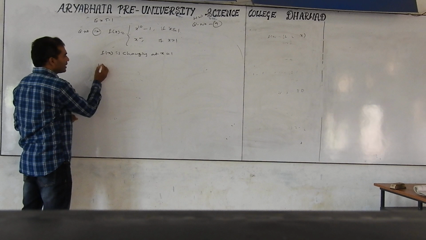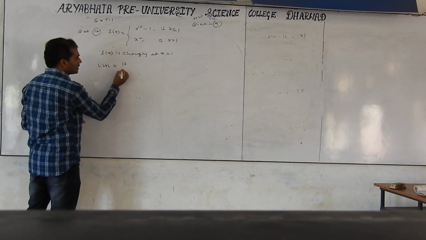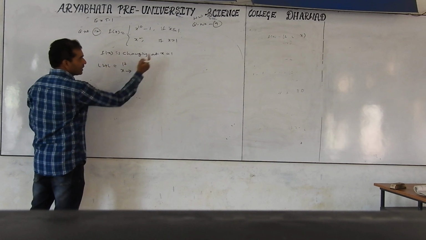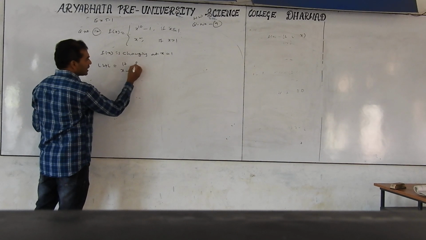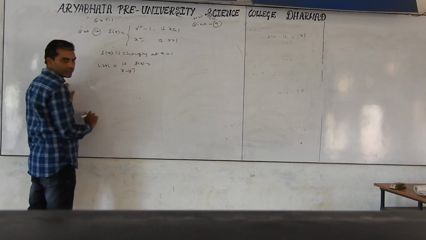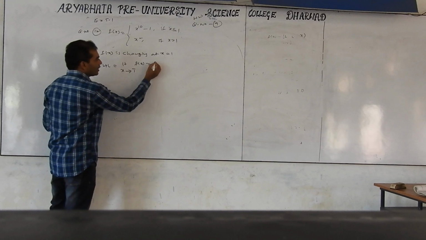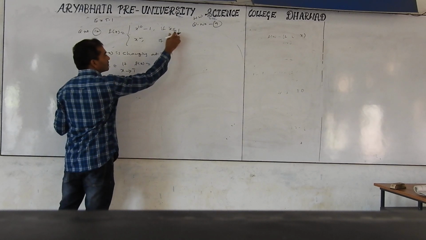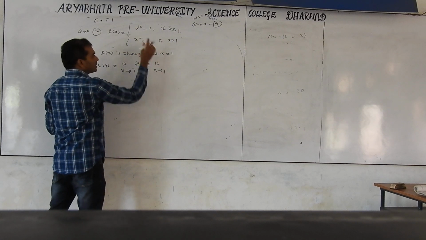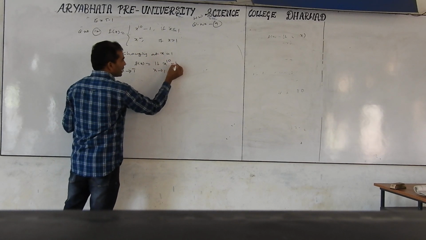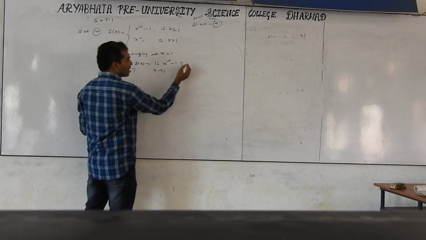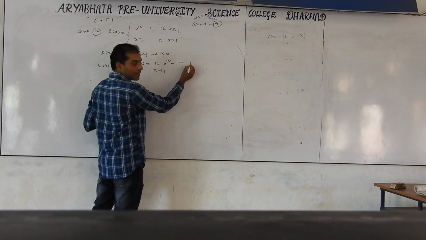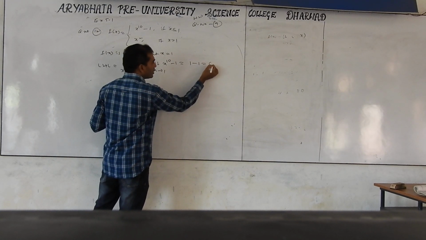Left limit, LHL. At what point are we going to find the limit? Limit x tends to 1 minus f of x, below 1. x raised to 10 minus 1. Put x equal to 1 here. 1 power 10 is 1, minus 1 equal to 0.